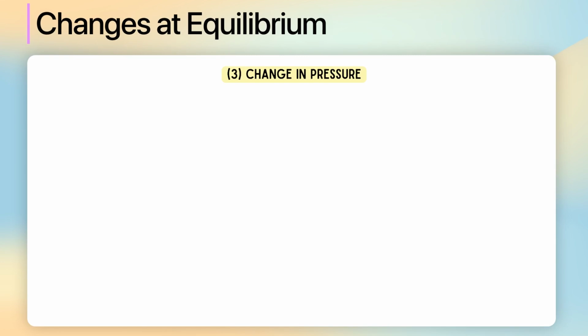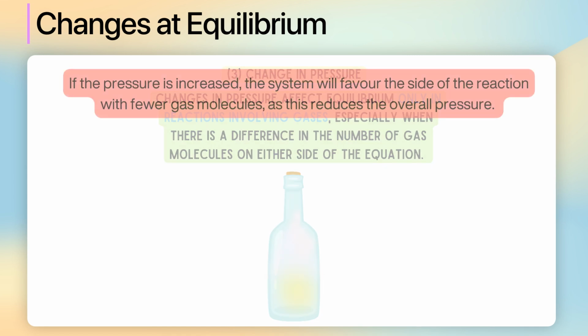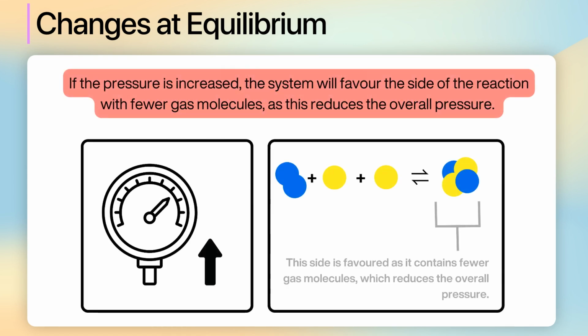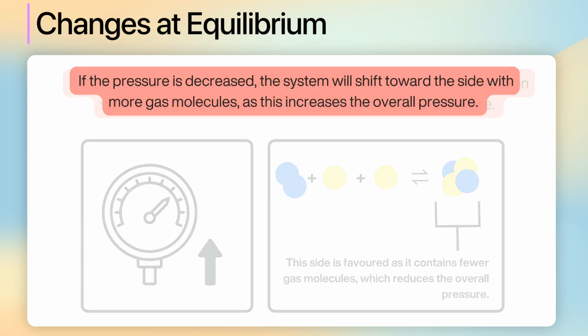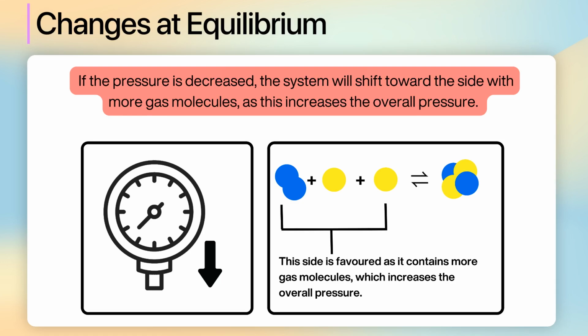Now, let's look at changes in pressure. Changes in pressure affect equilibrium only in reactions involving gases, especially when there is a difference in the number of gas molecules on either side of the equation. If the pressure is increased, the system will favor the side of the reaction with fewer gas molecules, as this reduces the overall pressure. If the pressure is decreased, the system will shift toward the side with more gas molecules, as this increases the overall pressure.